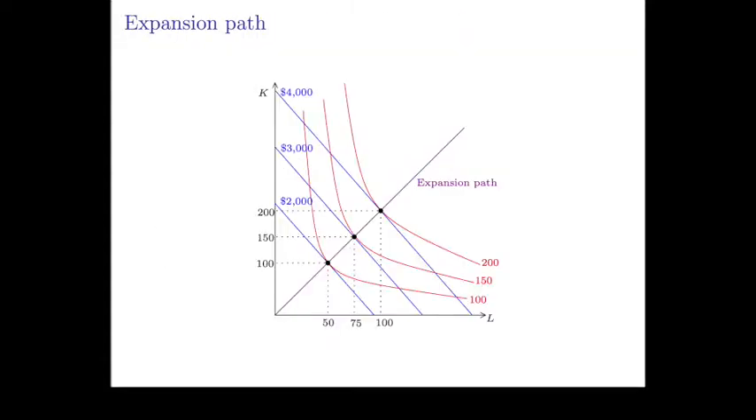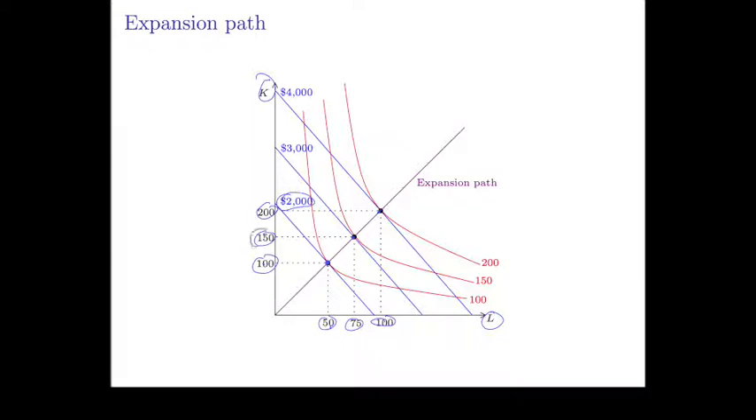So we can draw an expansion path. If we draw labor and capital on the horizontal and vertical axes respectively, we can draw a line through all the optimal bundles. We get 50 and 100 to produce 100 units of output, 150 and 75 to produce 150 units of output, 200 and 100 to produce 200 units of output, and so forth. So the cheapest way to produce 100 units is to use 100 units of capital, 50 units of labor, and that's going to cost you $2,000.